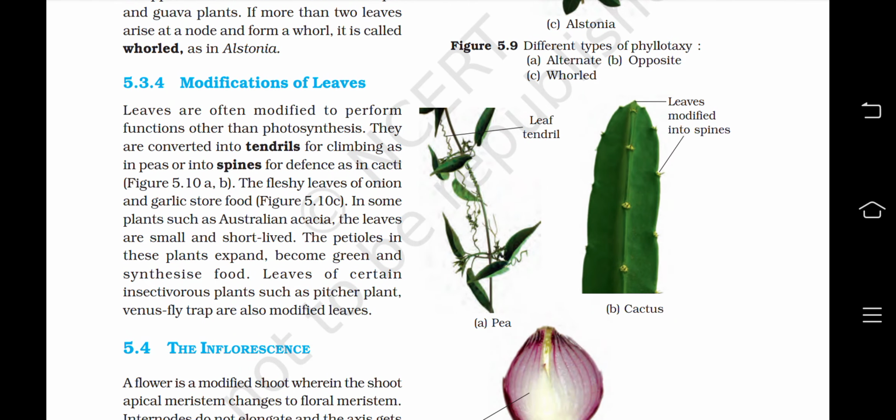Now, modification of leaf. Leaves are often modified to perform functions other than photosynthesis. They are converted into tendrils for climbing as in peas, or into spines for defense as in cacti. The fleshy leaves of onion and garlic store food. In some plants such as Australian acacia, the leaves are small and short-lived. The petioles in these plants expand, become green and synthesize food. Leaves of certain insectivorous plants such as pitcher plant and Venus flytrap are also modified leaves.